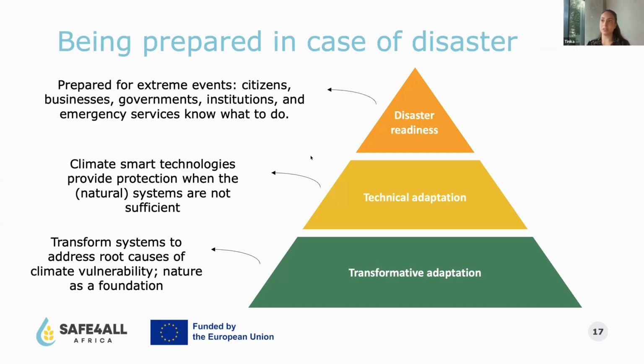And the third one is disaster readiness. And so we saw that before. It can be early warning, it can be having your emergency services in place, and it really means that you're prepared for extreme events. So everyone involved, citizens, businesses, governments, institutions, emergency services, they know what to do and they're ready. And as I said, we really need all 3 of them, but we need to make sure they're in balance.